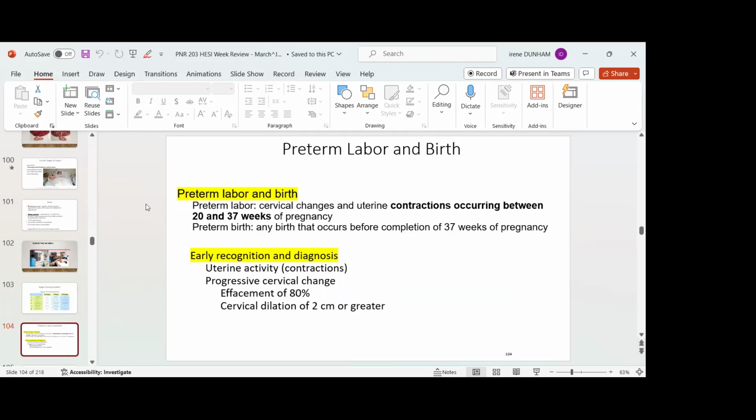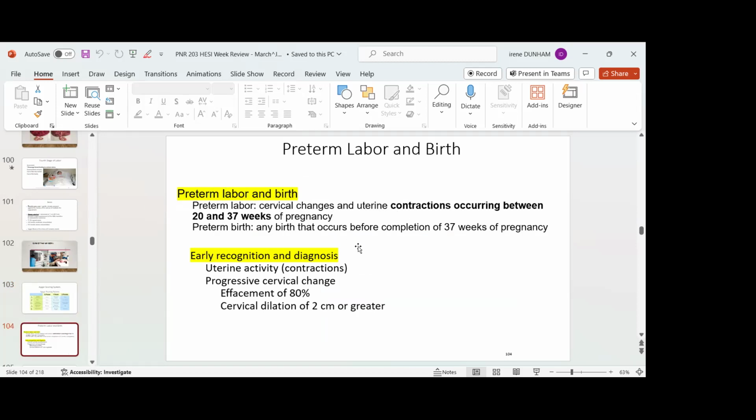So we know that preterm is between 20 weeks and 37 weeks of pregnancy, okay? So remember, 20 weeks is your viability, and that's when a baby can survive outside the mom's womb, and 37 weeks is term, so preterm is up to 36 and 6/7.